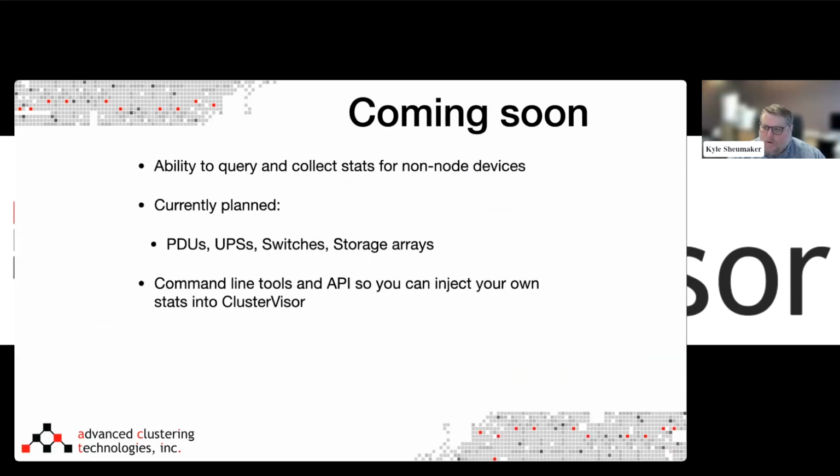Coming soon, we're adding some more features, and that would be the ability to collect data from non-node devices. Right now, stats are collected via a daemon that runs on the node, but we're working on integrating into other devices as well, like PDUs, UPSs, switches, external storage arrays, so that way we can get a more holistic view of the entire system. We're also building a set of command line tools so that you can insert your own stats. So if you have something specific that is in your environment, if you can run a command line tool to insert the stat, you'll be able to do it. There will also be a Python API that you can use to insert those stats as well.